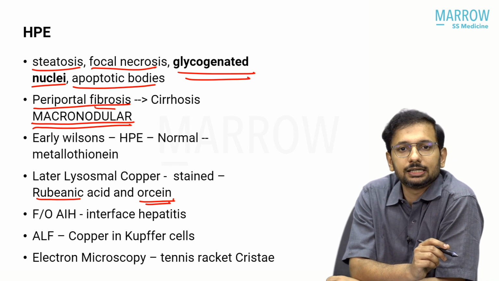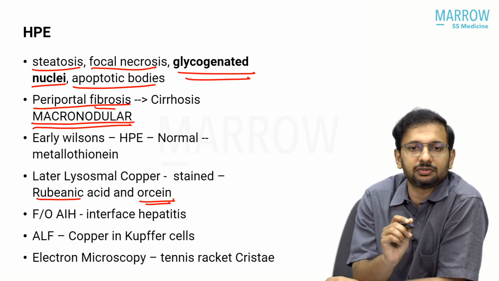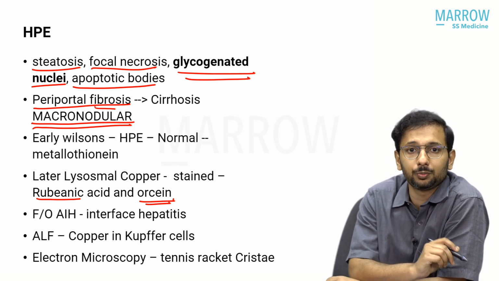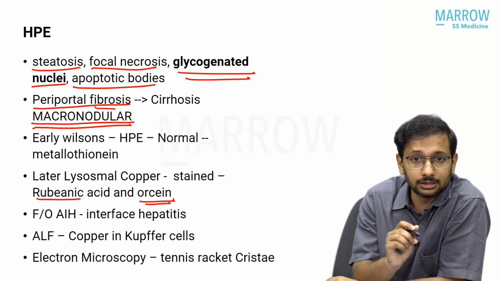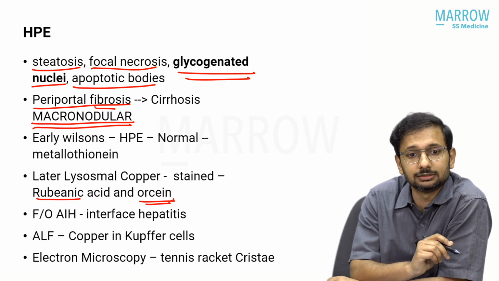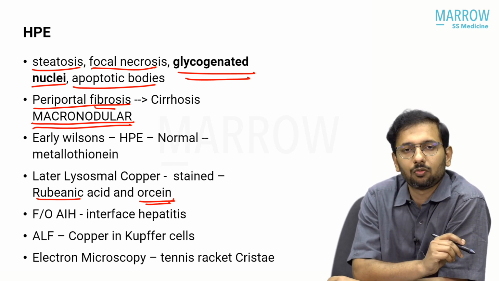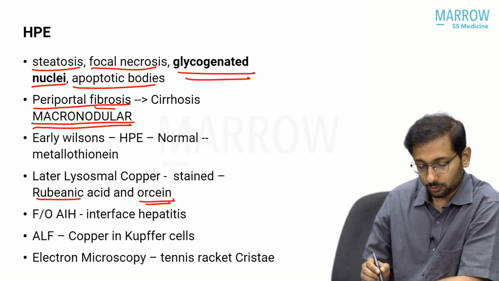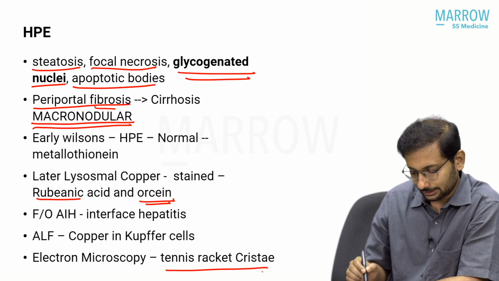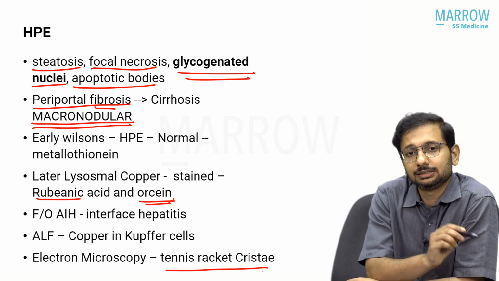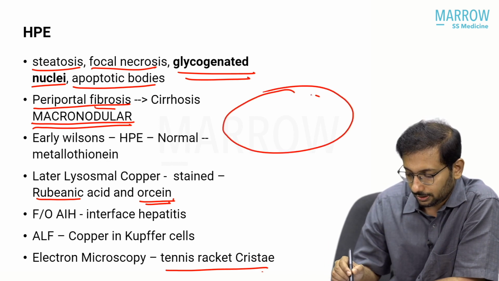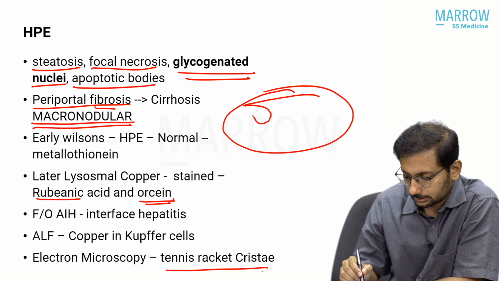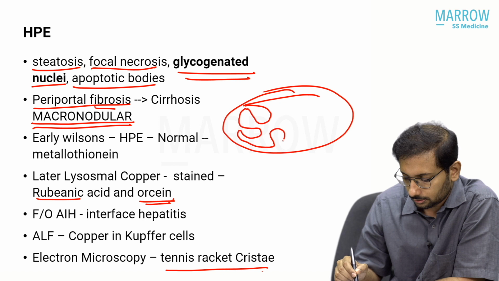You get interface hepatitis, which is actually quite a specific histopathological finding for autoimmune hepatitis. Therefore, autoimmune hepatitis is actually a mimicker of Wilson's disease. The other thing you need to remember from an exam point of view is something called the tennis racket cristae. This is seen in electron microscopy and is basically seen in mitochondria. In the inner membrane of the mitochondria, you have the cristae, and this cristae becomes quite big in the part.